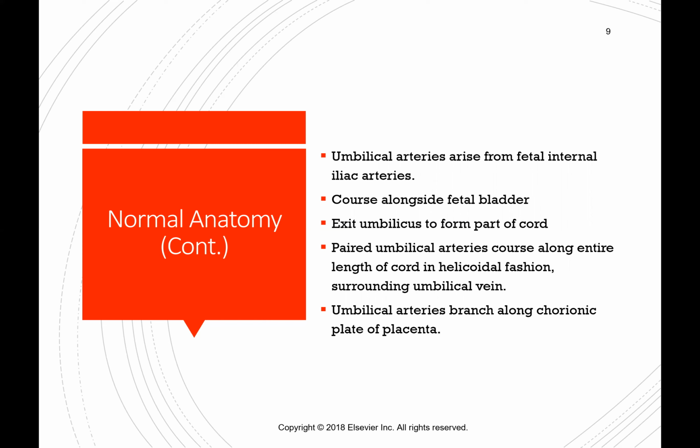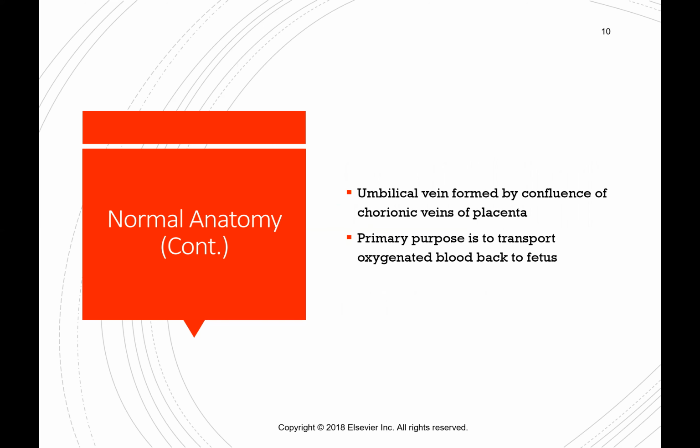Now, the umbilical arteries actually are carrying the non-oxygenated blood back to the placenta, which is different than what we're used to thinking about arteries and veins. And then the umbilical arteries branch along the chorionic plate of the placenta. The umbilical vein is formed by the confluence of the chorionic veins of the placenta, and the primary purpose is to transport oxygenated blood back to the fetus. So it's a little bit different, but the umbilical vein is carrying the oxygenated blood to the fetus. The umbilical arteries are carrying the non-oxygenated blood away from the fetus to the placenta.